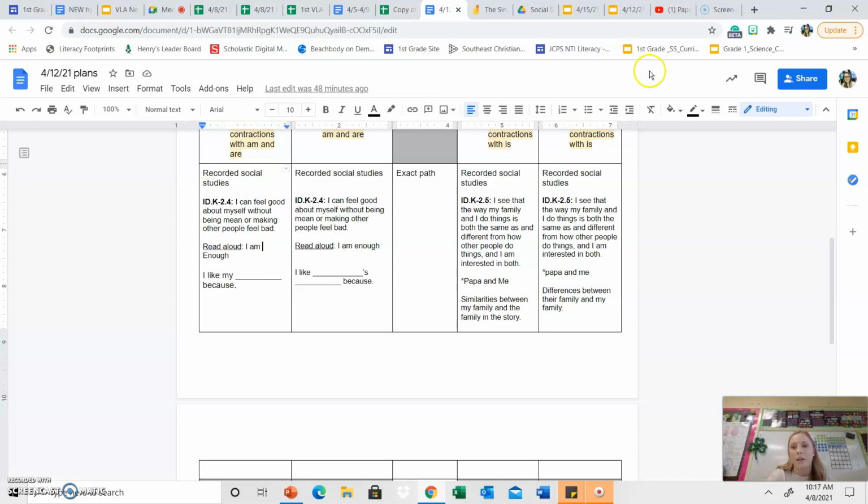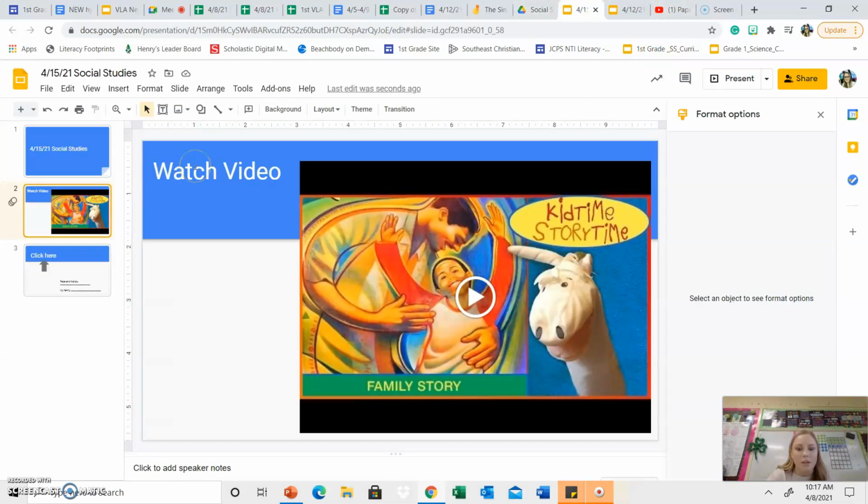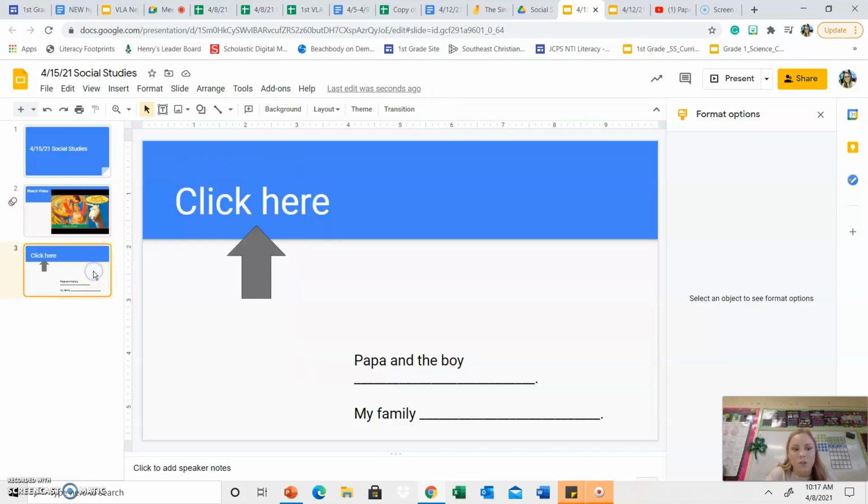So what you're going to be working on today is watching that read aloud, and you're going to be talking about things that are the same between your family and the story. The family in the story is Papa and the boy. After you listen to the read aloud, you're going to write a sentence and draw a picture to tell me some things that are the same between your family and Papa and the boy.